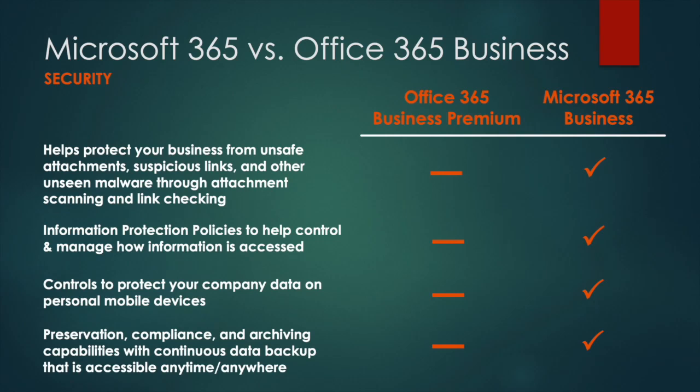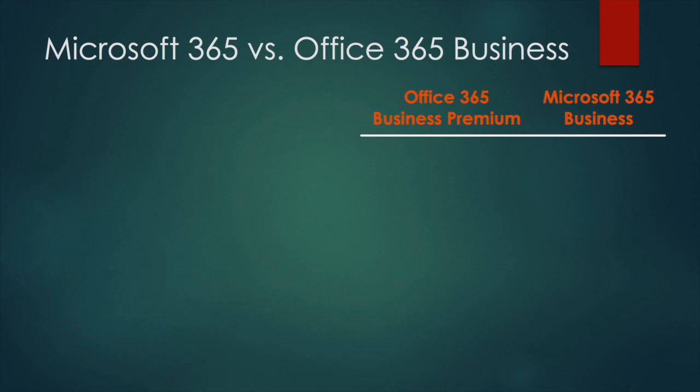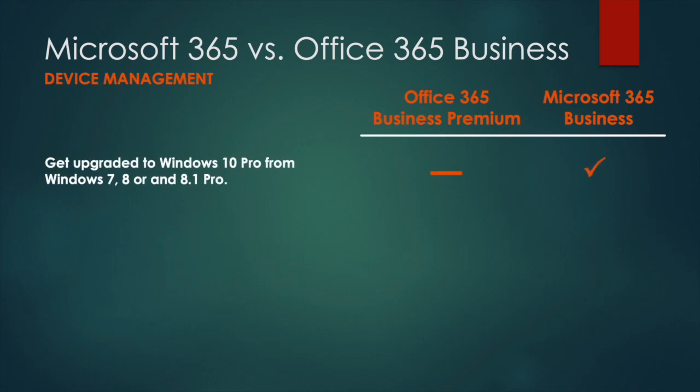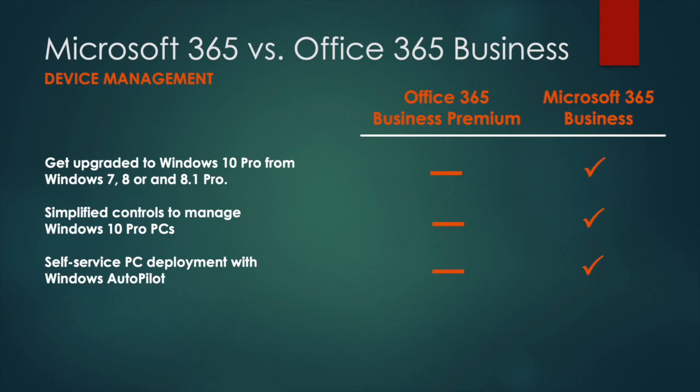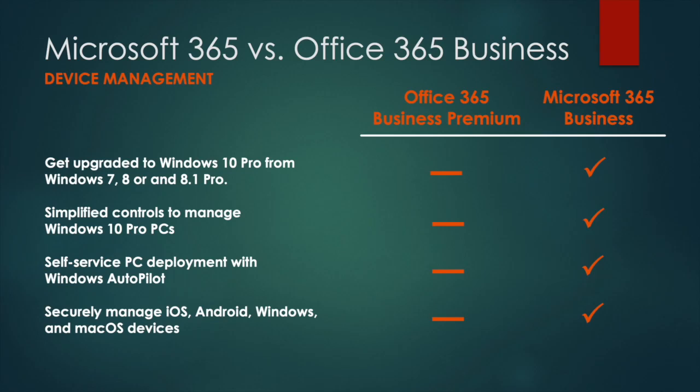The second differentiator is device management. And device management is a significant differentiator because it includes an upgrade to Windows 10. Let's look at the features. First, Microsoft 365 Business helps you get upgraded to Windows 10 Pro from Windows 7, 8, or 8.1 Pro. Second, you get simplified controls to manage Windows 10 Pro PCs. Next, there is a self-service PC deployment with Windows Autopilot. And finally, you can securely manage iOS, Android, Windows, and Mac OS devices.